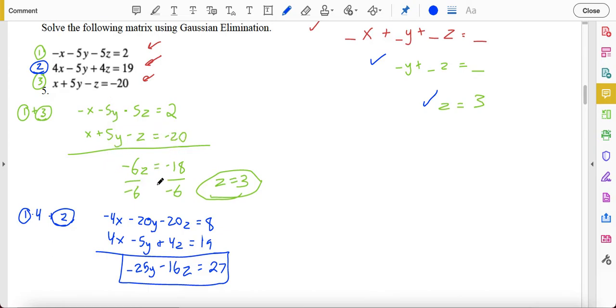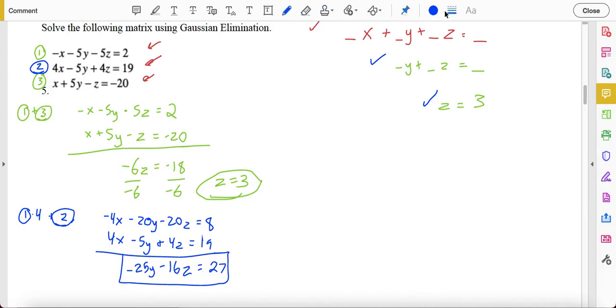Oftentimes, if there's no way to get a z equals some number equation by adding these equations directly, what you'll have to do is make a second y and z equation using a different combination than what I already used. And then I'll use elimination with those two to get a z equation. So that's sometimes what you have to do. We didn't have to do that this time, though. All right, so I've got my equations.